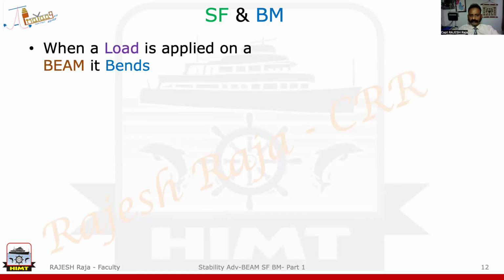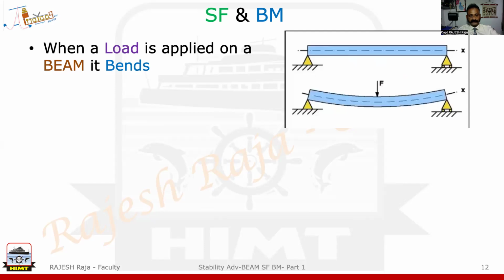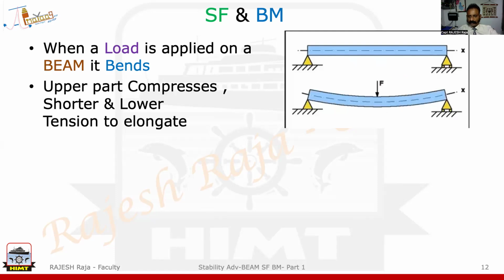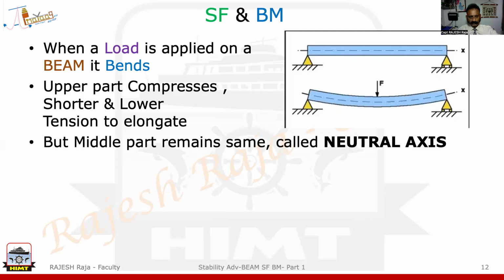Now, whenever a load is applied to a beam, let us say you put a weight or it has got its own weight, it bends. Please remember it bends. So I've shown you a simply supported beam and if you try to put a force on the middle, it will bend. Now what happens is the upper part is compressing, becomes shorter. The lower part tries to elongate and becomes longer.